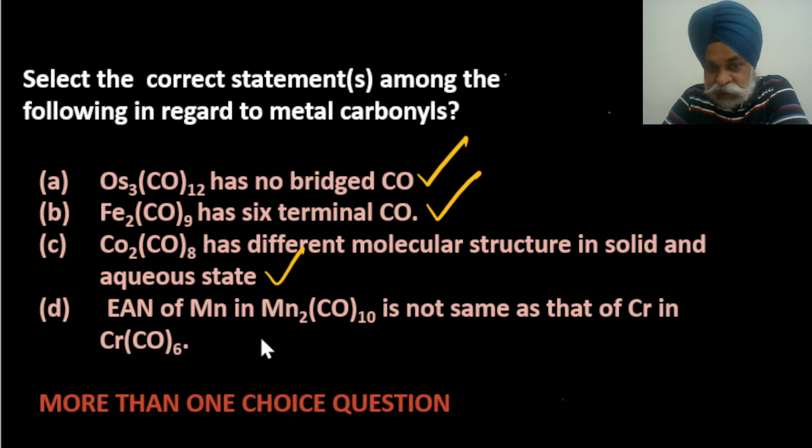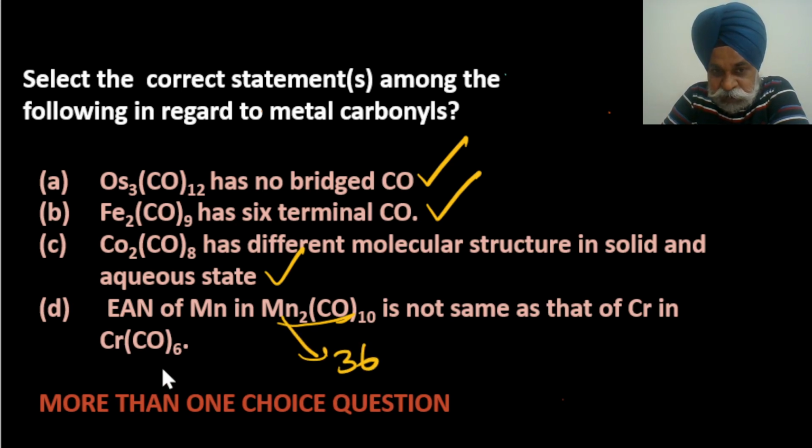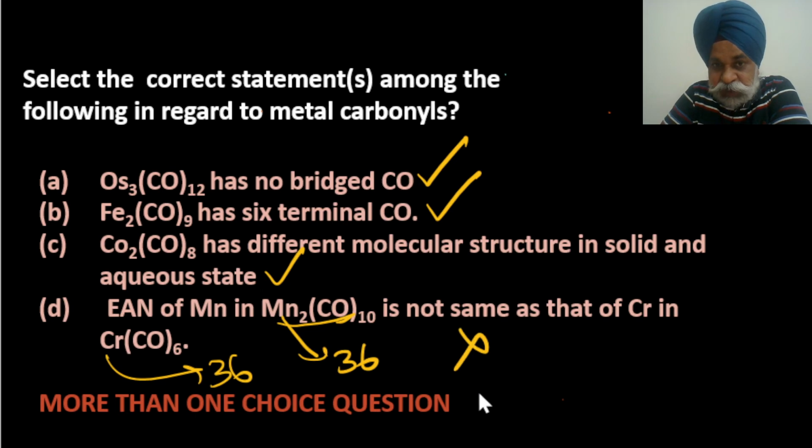This is a totally information-based type of thing. And lastly, the effective atomic number of this is not the same as that of chromium in Cr(CO)6. This also we have already done. This also we have already done. In both of these, the effective atomic number happens to come out to be 36 only. So this means this is a wrong statement. So the answer to this question shall be A, B, C.